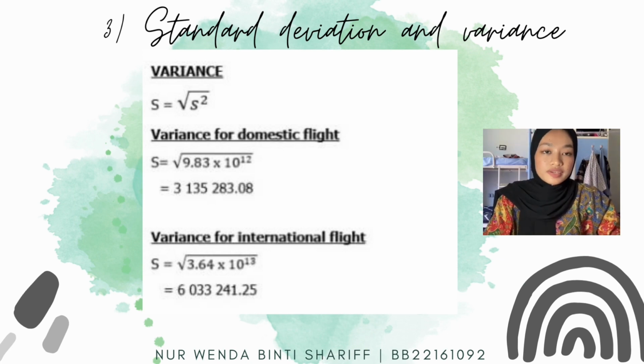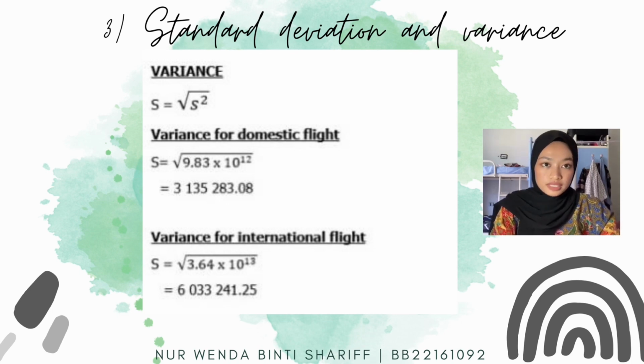So next is variance. The formula of variance is the square root of standard deviation. For the domestic flight, the answer will be 3,135,283.08. For the international flight, the variance is 6,033,241.25. From the calculation, we could see that the variance of international flight is higher than the domestic flight.